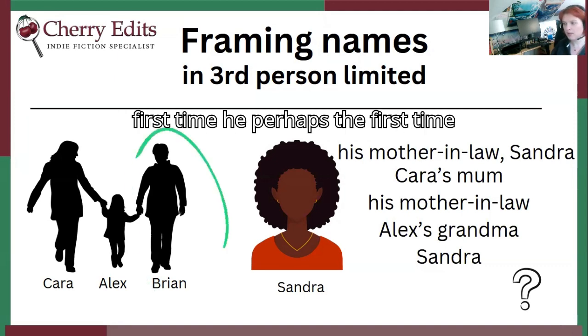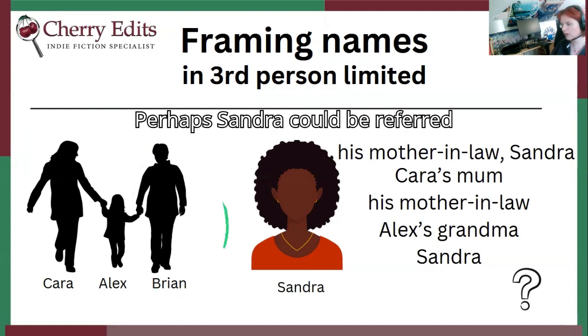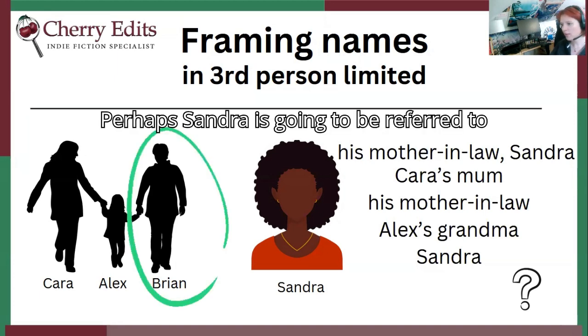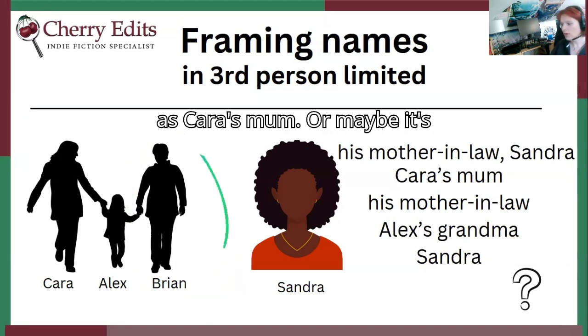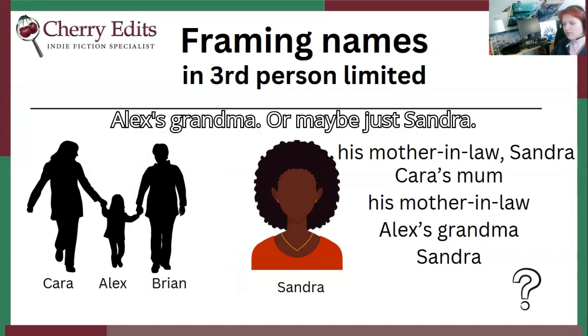Perhaps the first time Sandra is mentioned from Brian's POV, Sandra could be referred to as his mother-in-law, Sandra. Or perhaps Sandra is going to be referred to as Cara's mum. Or maybe it's his mother-in-law. Or perhaps even Alex's grandma. Or maybe just Sandra.